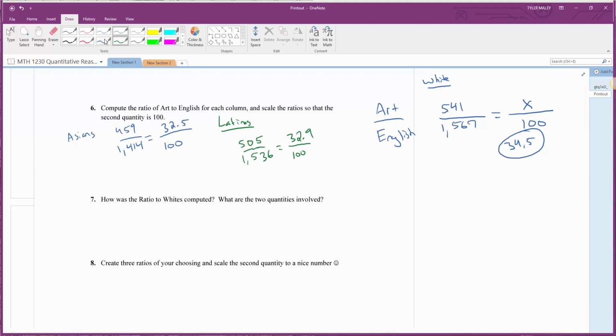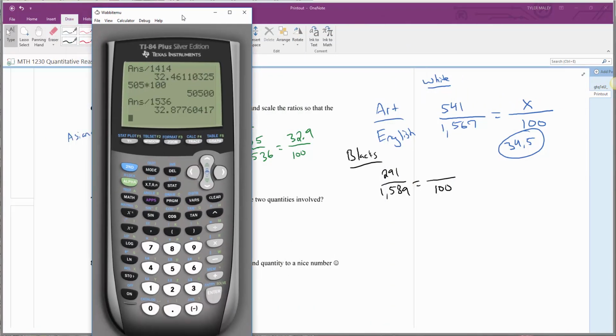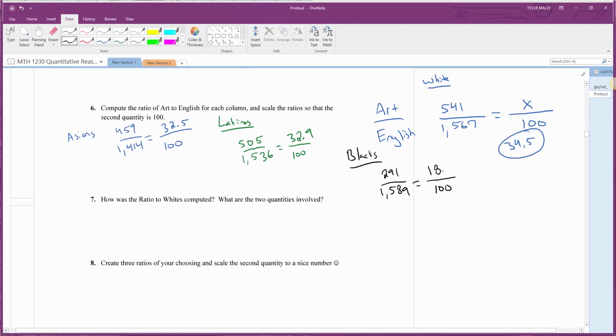Then lastly, we need to do this for blacks, right? So for blacks, we would take 291 compared to 1,589, and then scaling it to 100. To solve for this quantity, we would take 291 times 100 and then divide by 1,589. You get roughly 18.3. Right? So there are all of the ratios for number 6.